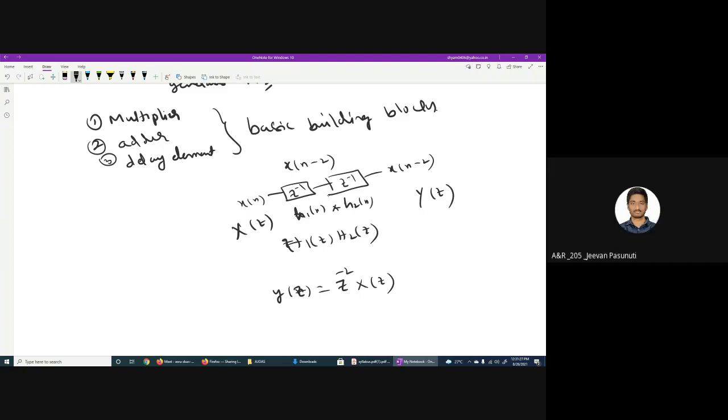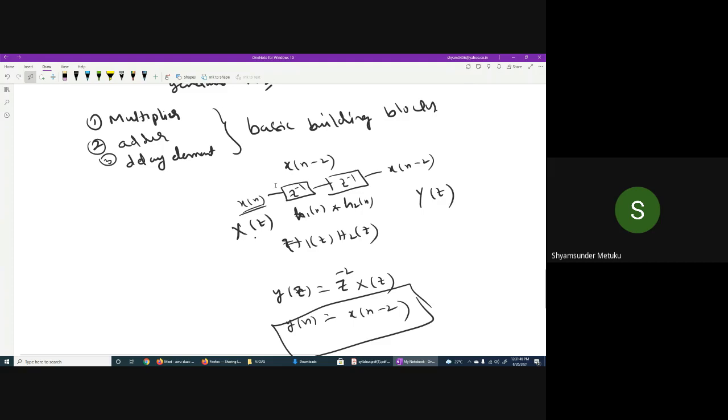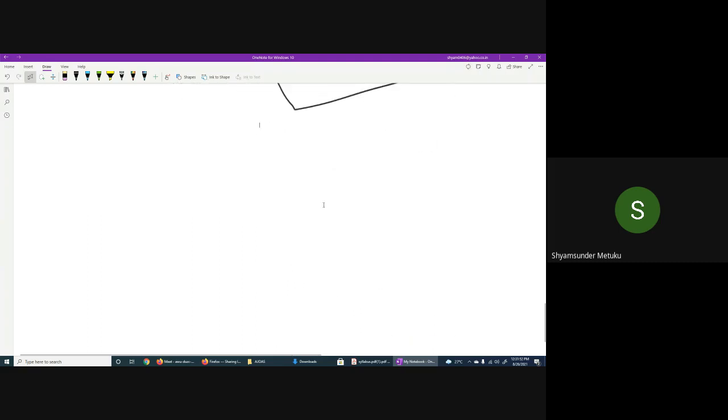Yes, sir. X of n will be x of z, and z inverse into z inverse is z power minus 2. So z power minus 2 into the input will be your output, isn't it? If you apply the inverse Z transform, it becomes the delayed signal, correct? Yes, sir. So ultimately the basic building block is one only, not two. Okay, fine. So these are the basic building blocks which are expected.